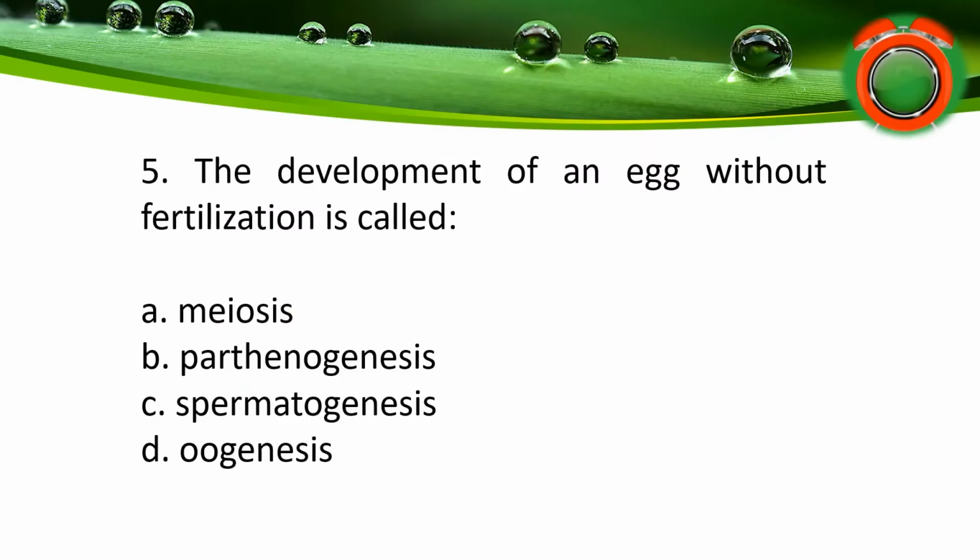Number 5 question. The development of an egg without fertilization is called A. Meiosis, B. Parthenogenesis, C. Spermatogenesis, and D. Oogenesis.